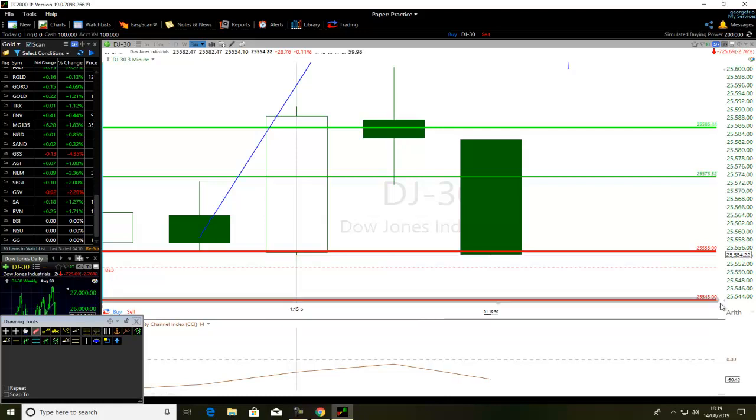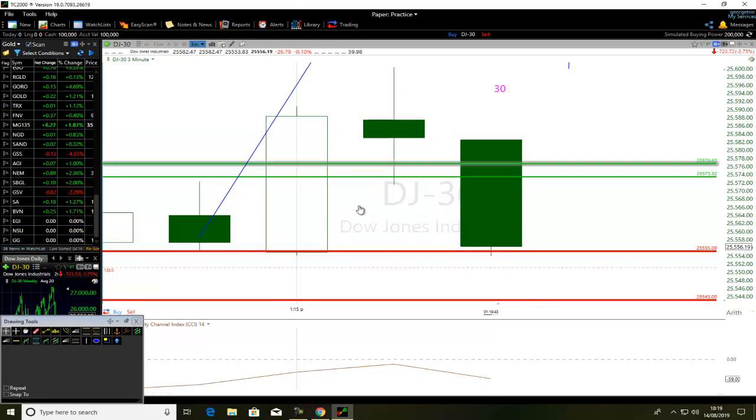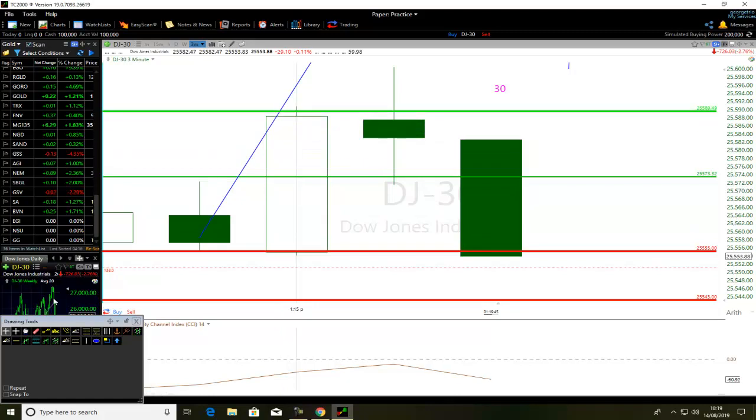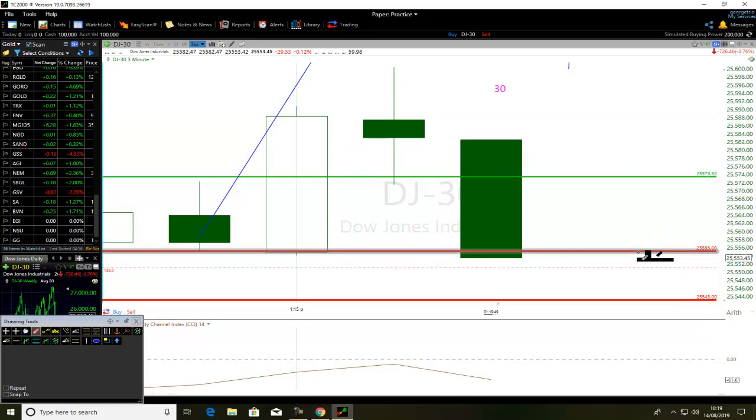Okay, that's a losing trade right there. So now we have a 30 pip loss. We need to note it down. So our second trade is a losing trade. We need to move that line out of the way. This one, gone. And that stop loss is gone. That's it.